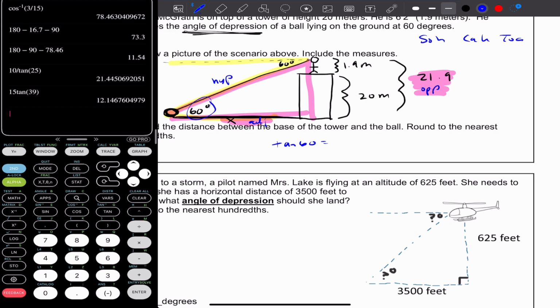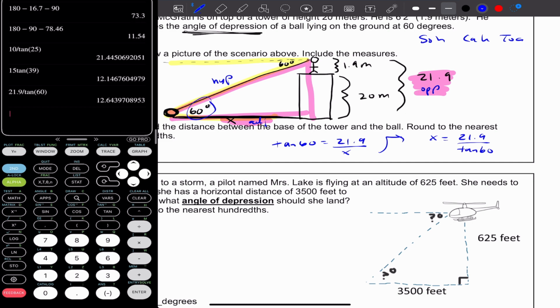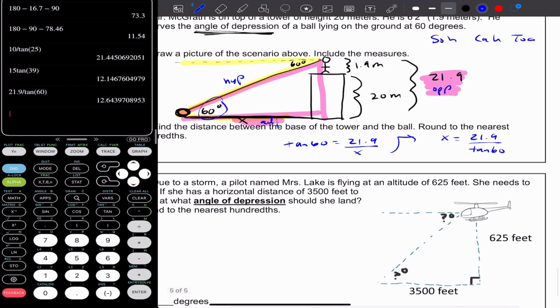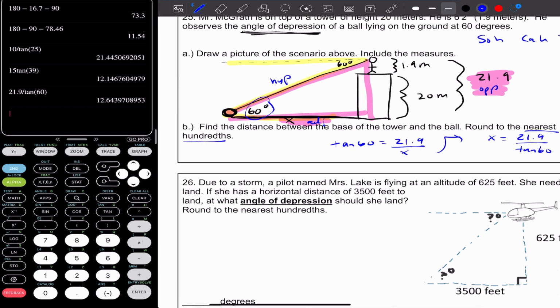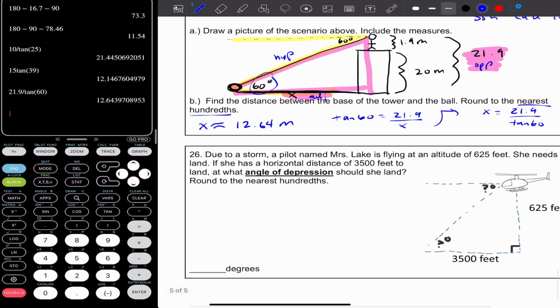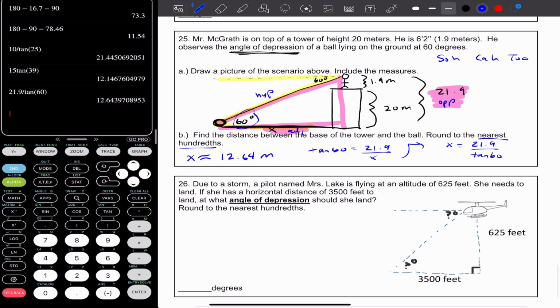So tangent of your angle of reference, which is 60, is equal to 21.9 over x. Notice that x is in the denominator. That means I'm going to go ahead and swap it with tangent of 60 right there. So x equals 21.9 over tangent of 60, okay? So 21.9 divided by tangent of 60, what am I rounding to? To the nearest hundredths? That's going to be approximately 12.64 meters. So that's number 25.